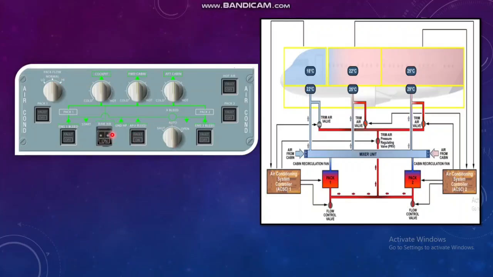And this is your ram air inlet. The ram air inlet is near the pack 1 area. There is one panel. In case of emergency, you can use this switch. This is basically a guarded switch, ram air inlet. So there is a purpose: the emergency ram air inlet opens if the differential pressure is less than or equal to 1 psi.